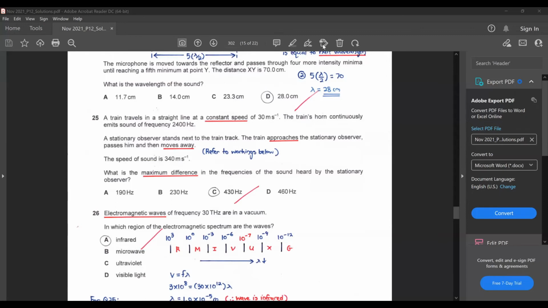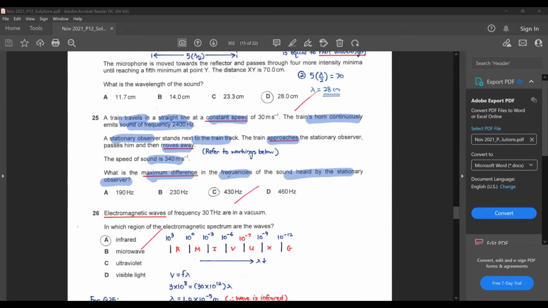In Question 25, we are told that a train is traveling in a straight line at a constant speed of 30 meters per second. The train's horn continuously emits sound of frequency 2400 Hz. A stationary observer stands next to the train track. The train approaches the observer, passes him, and then moves away. The speed of sound is 340 meters per second. What is the maximum difference in frequencies of sound heard by the stationary observer? What's the maximum difference in observed frequency?